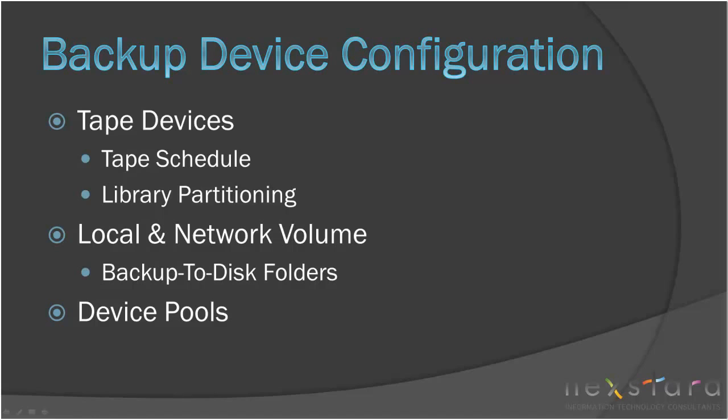If there are several layers of backup hardware within your design, Backup Exec enables you to configure device pools. Device pools allow you to associate and prioritize sets of backup devices so that when the jobs are executed, they will run on the most appropriate device available. One example of a device pool implementation would involve using a tape drive as a primary device, but failing over to a backup to disk folder in the event that no tape is available.